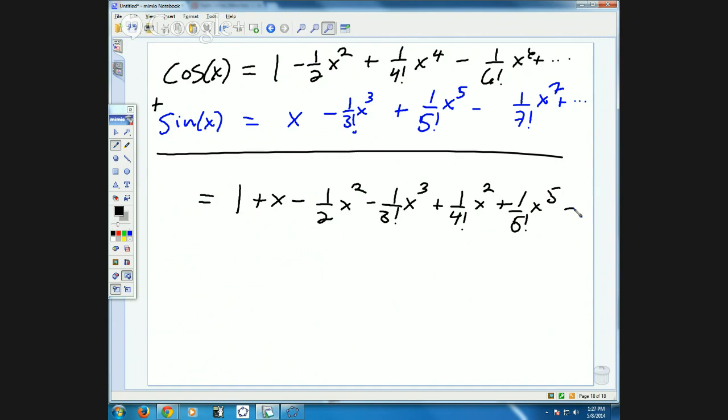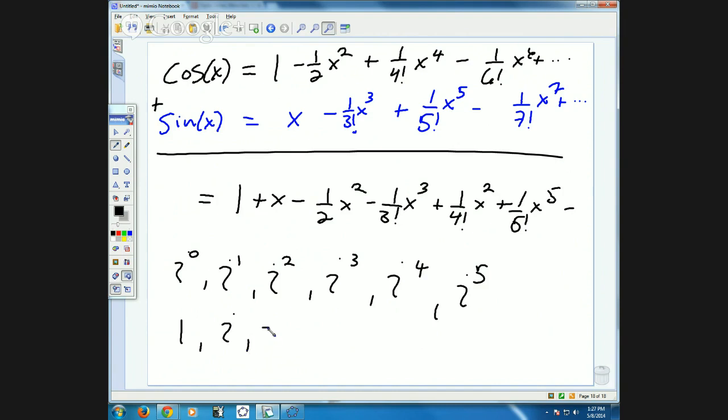Powers of i: i to the 0, i to the 1, i squared, i cubed, i to the 4th, i to the 5th. Okay, what's i to the 0 power? 1. What's i to the 1st? i. What's i squared? -1. i is the only number you can square and get -1. That's one definition of i.